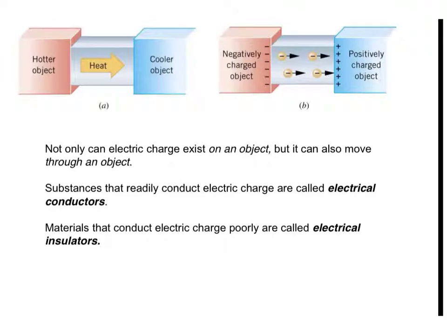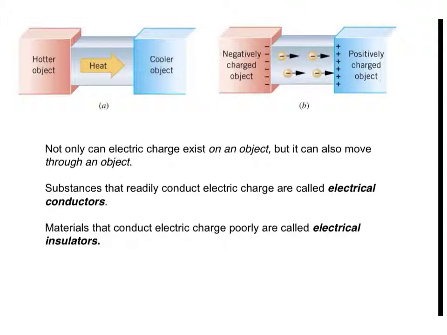If you remember, when we talked about thermodynamics, we said that heat tended to flow from a hotter object to a cooler object. Similarly, or analogously rather, in a conductor, electrons tend to flow from a negatively charged object toward a positively charged object. Here you can see the pictures of heat moving from a hotter to a colder object, and electrical charge moving from a negatively charged object to a positively charged object.